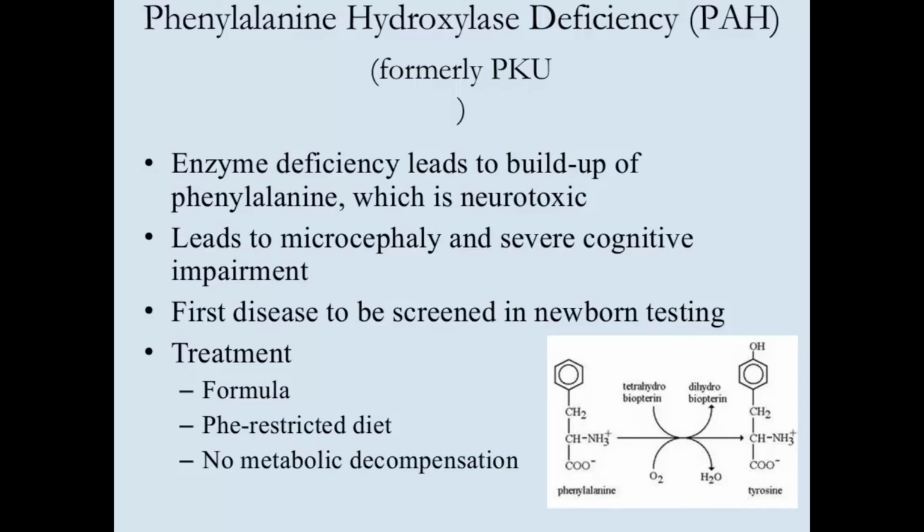For these children who have this disorder, they will often have to take a particular type of formula that's restricted in phenylalanine, but replete in the other amino acids that are necessary for growth and development. And then besides the formula, they need to adhere to a phenylalanine-restricted diet. Usually that pretty much means that they're going to be vegetarians.